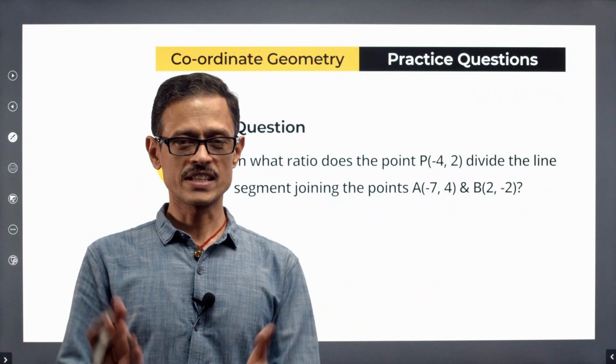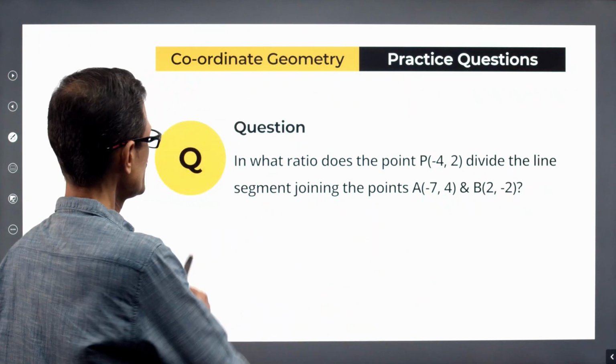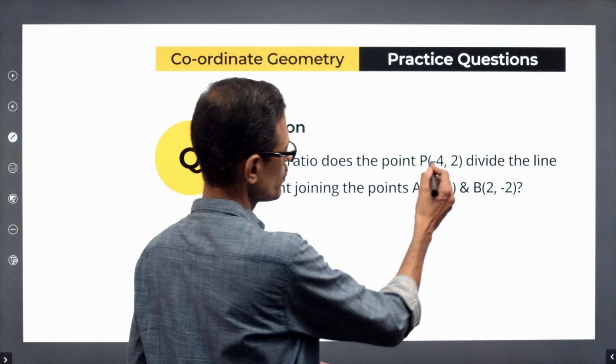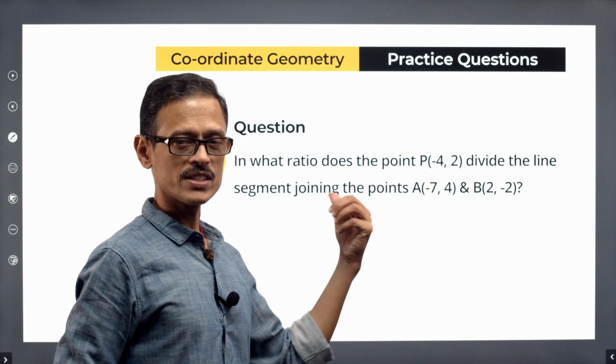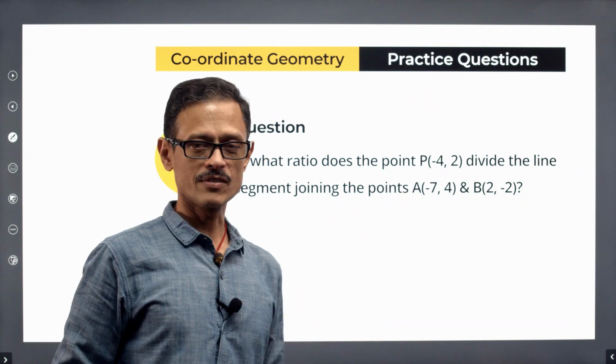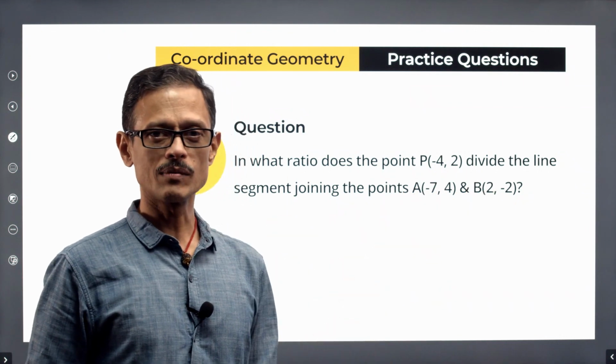This question is an application of the section formula. Take a look at the question. In what ratio does the point P whose coordinates are (-4, 2) divide the line segment joining the points A and B, where the coordinates of A are (-7, 4) and the coordinates of B are (2, -2)?